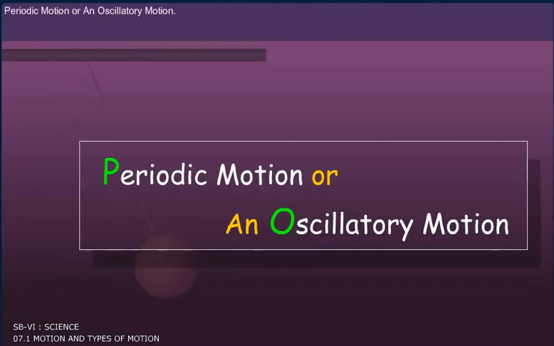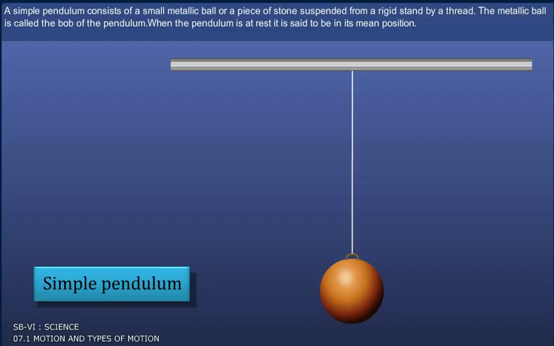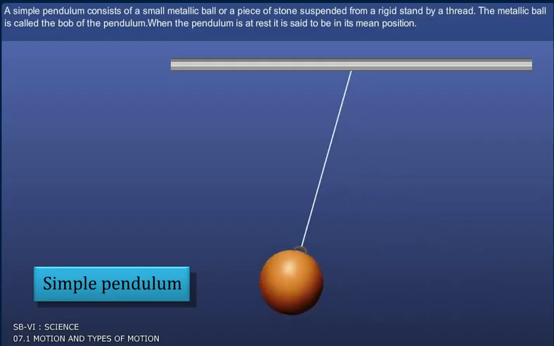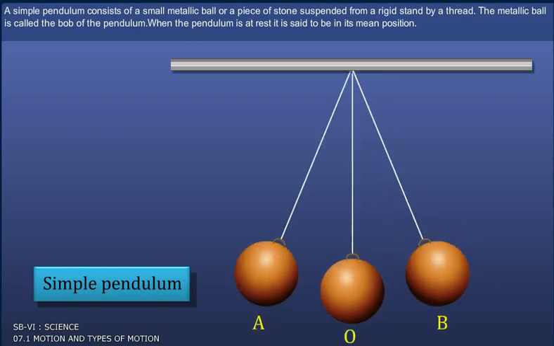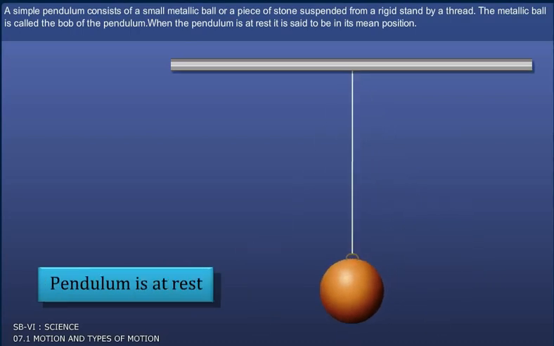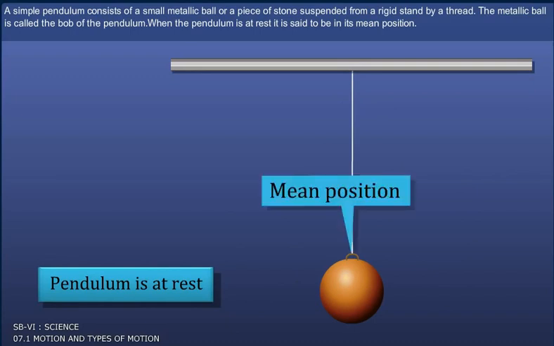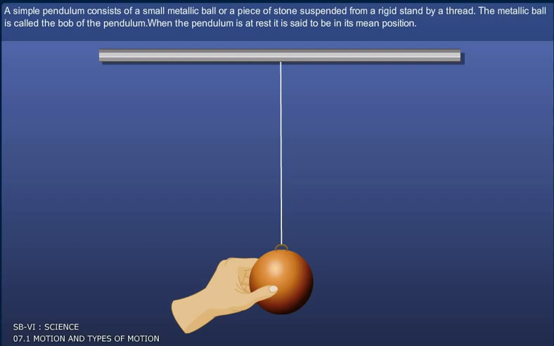Periodic motion or oscillatory motion. A simple pendulum consists of a small metallic ball or a piece of stone suspended from a rigid stand by a thread. The metallic ball is called the bob of the pendulum. When the pendulum is at rest, it is said to be in its mean position.